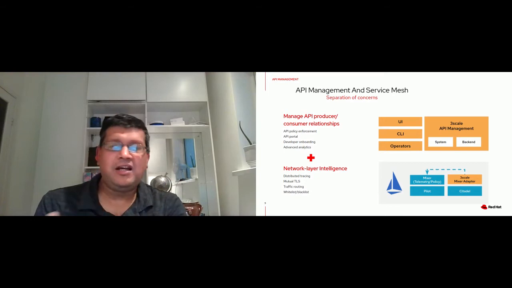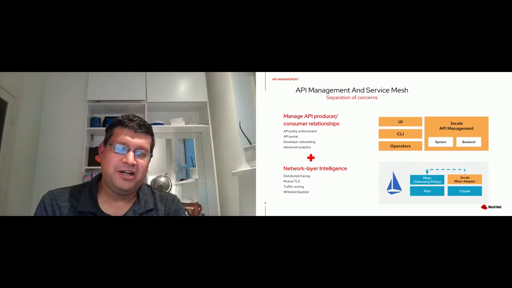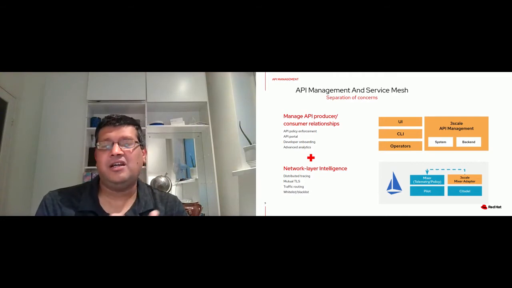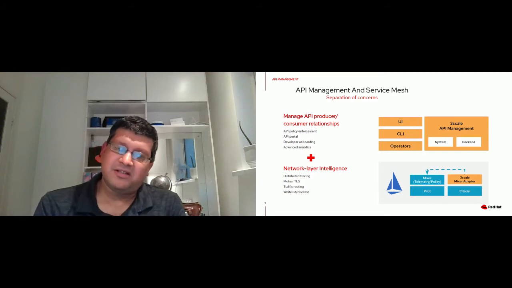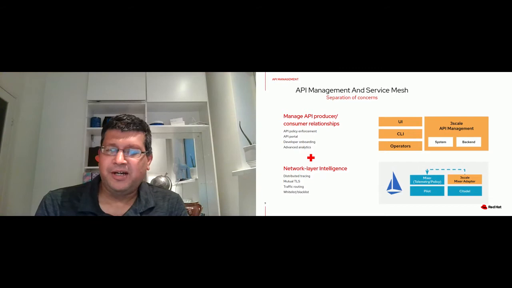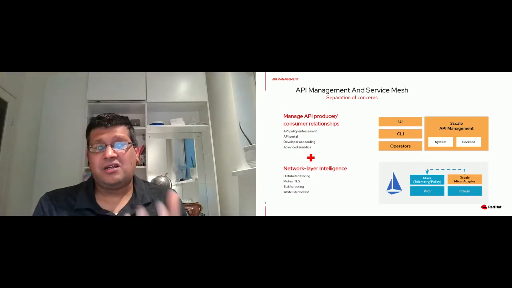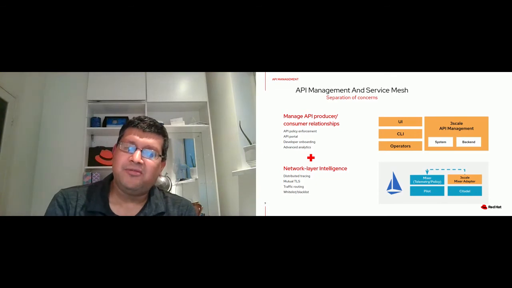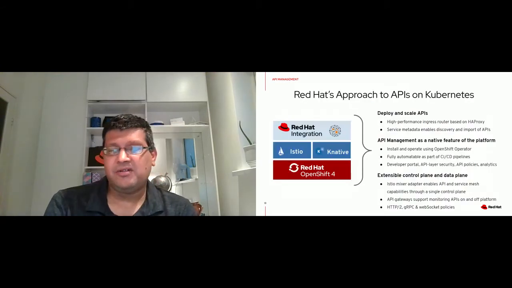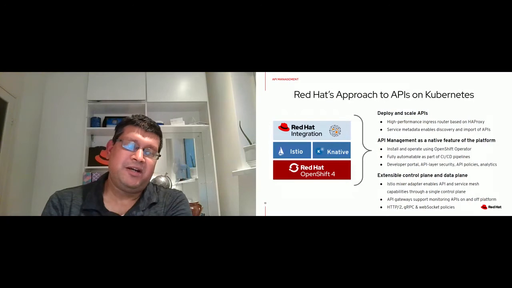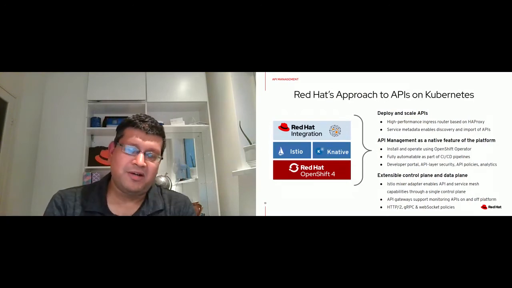When we see Red Hat's approach to APIs on Kubernetes, deploy and scale is very easy using the ingress router that is provided in OpenShift. The platform itself is highly scalable and provides you with the ability to scale out to the millions of requests that you want, or the hundreds of services that you want to deploy and expose on the platform. And using the service metadata that Kubernetes provides, it also makes it easier to enable discovery of services and to automatically import services and APIs that are running on the Kubernetes platform onto Threescale.